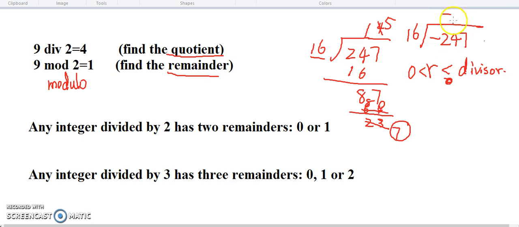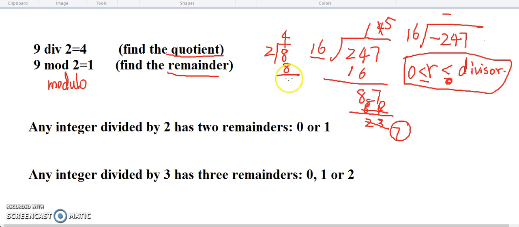So the quotient can be negative, but we want our remainder to always be at least 0. So if we divide 8 by 2, then we will get remainder 0. And so the remainder is at least 0, but it's always smaller than the divisor. And so by this observation, we get these two properties.